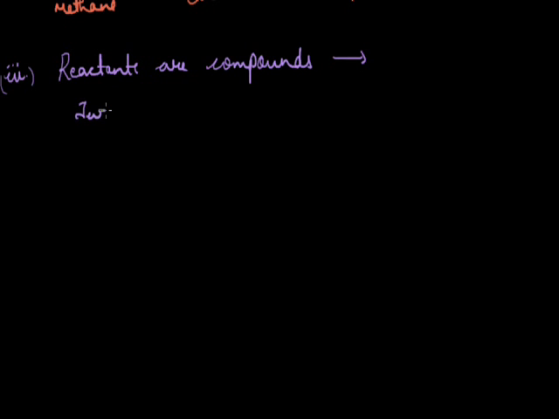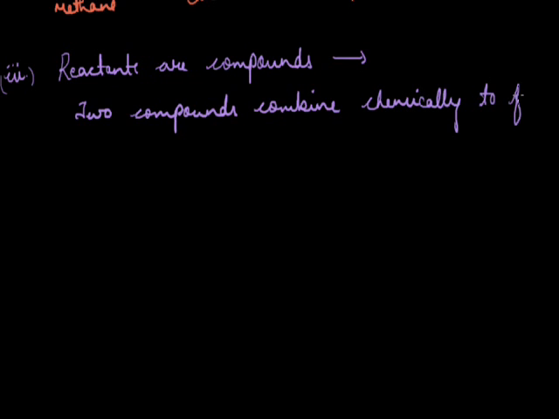The next type of combination reaction is one in which the two reactants are compounds and they react to form one compound. Reactants are compounds. Okay. Means both the reactants, they are compounds and they combine to form one compound. This is the third category of the combination reaction. Two compounds combine chemically to form one compound. Now we'll take some examples in this category.